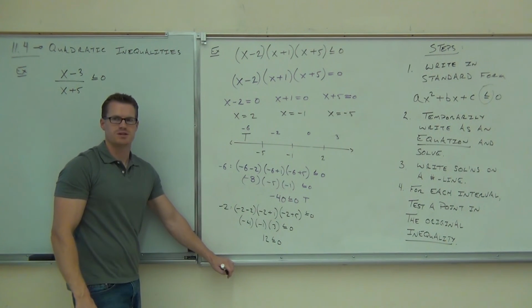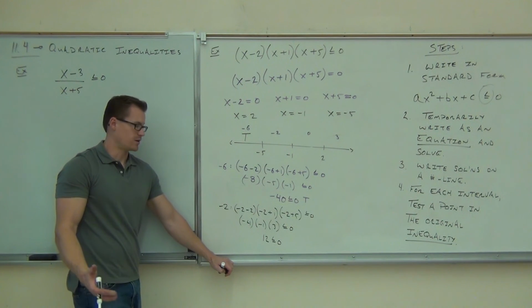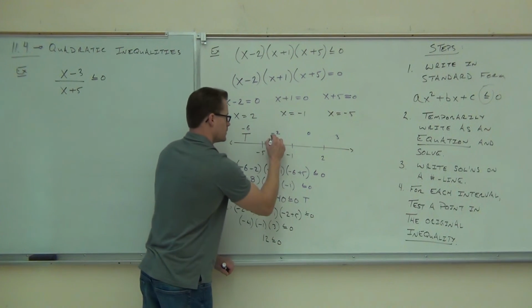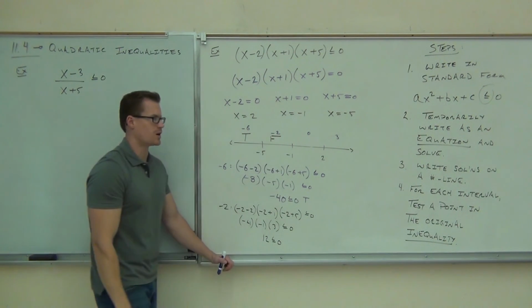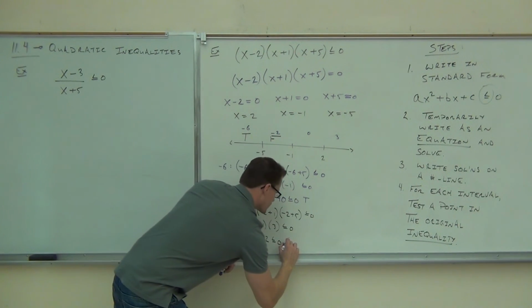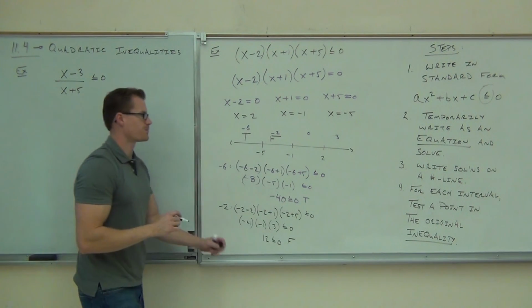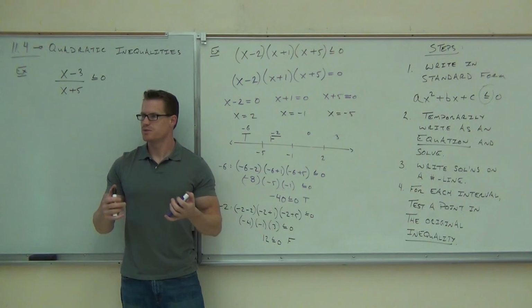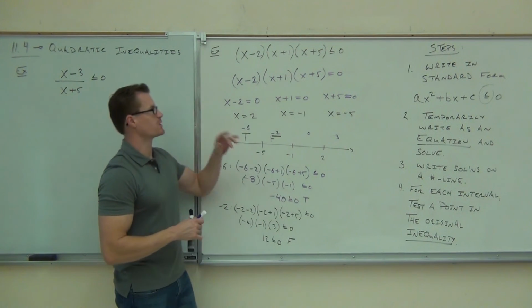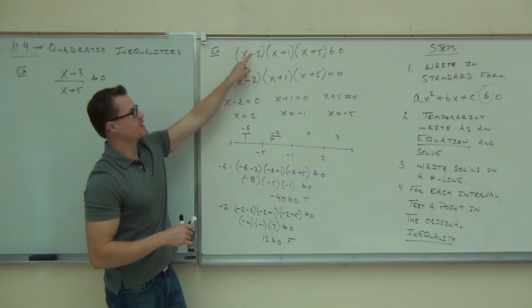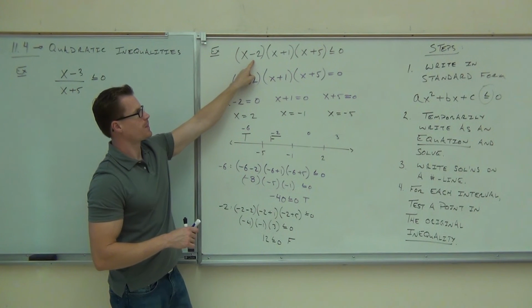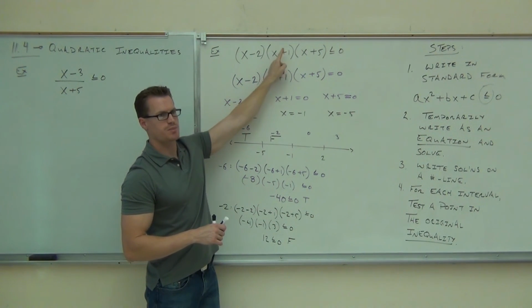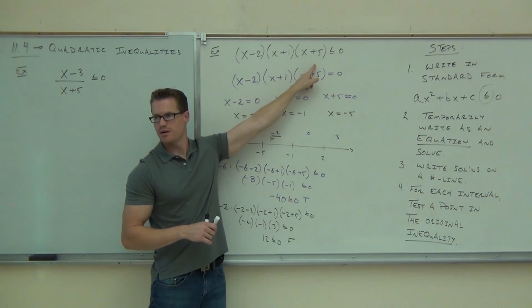I need more participation in that. Is 12 less than 0? No. No, definitely not. We just checked -2. It was definitely a false statement. Now you're going to check 0. I'm going to do these in our heads here. If we check 0, you're going to get -2 times +1 times +5. Are you with me on that?